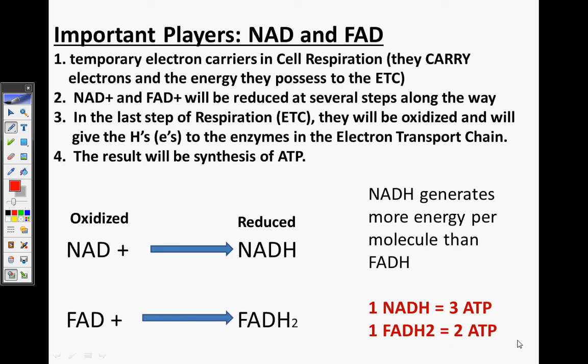Important players, NAD and FAD. All right, these guys are important players because they temporarily carry electrons in cell respiration and they possess energy. So they're going to carry those electrons on. NAD plus and FAD plus will be reduced at several steps.